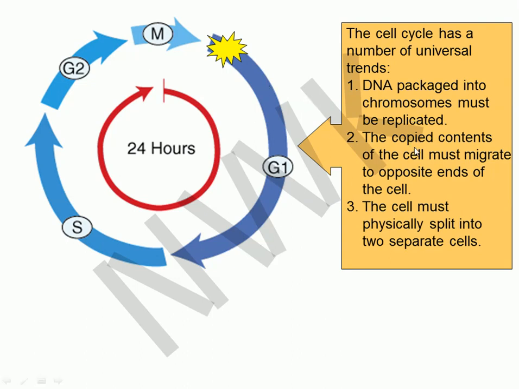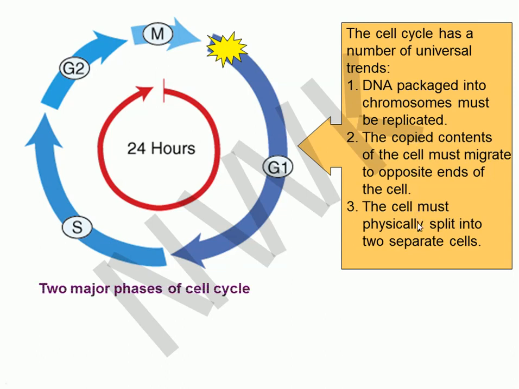Second, the copied contents of the cell must migrate to opposite ends of the cell, which refers to the chromosomes. The chromosomes must migrate to the ends of the cell. After they migrate to the ends of the cell, only then will the cell be physically split into two separate cells. This is a general idea of a complete cell cycle.